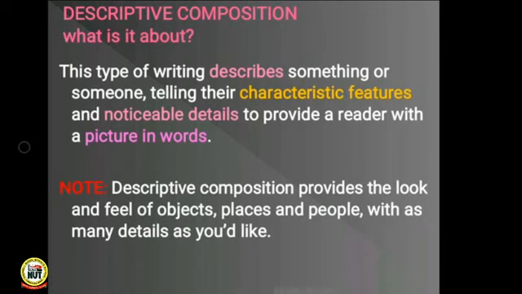For example, if it's a dog, what are some of the characteristic features of a dog? A dog barks. Yes. A dog bites unfriendly persons, it bites thieves and the rest. Okay. Some other features is that, yeah, a dog can also be playful, right? And don't forget the physical features of how the dog looks. So when we talk about characteristic features and noticeable detail, you must provide it while you are writing a descriptive what? Composition.